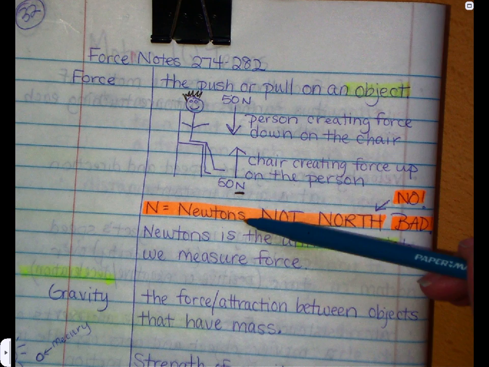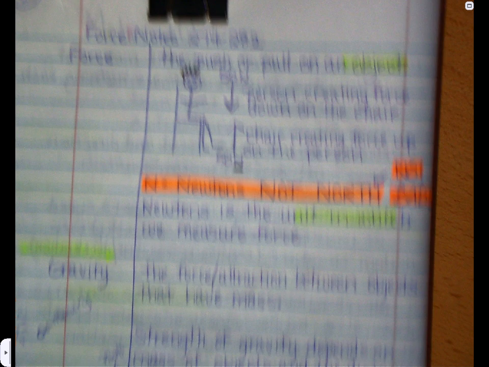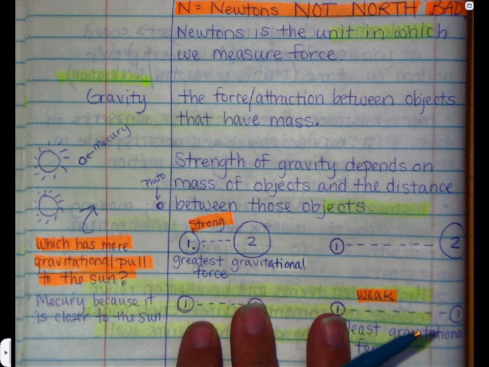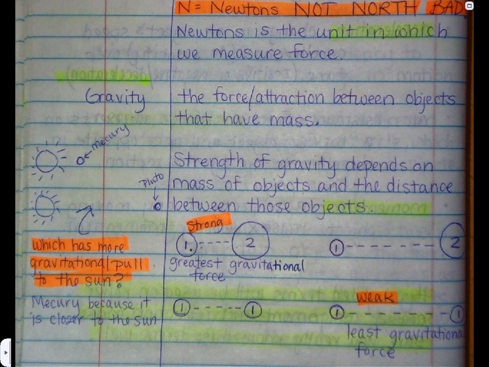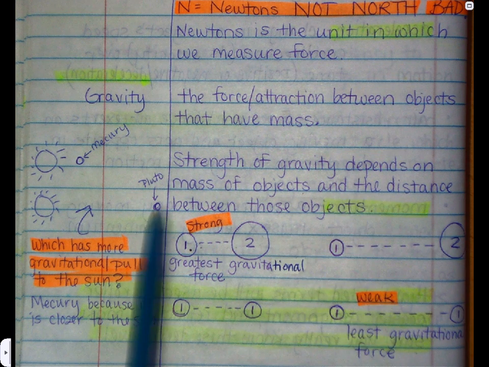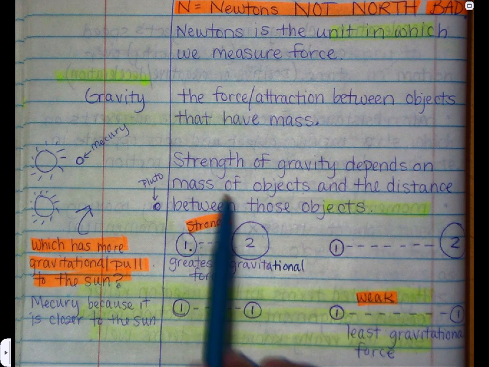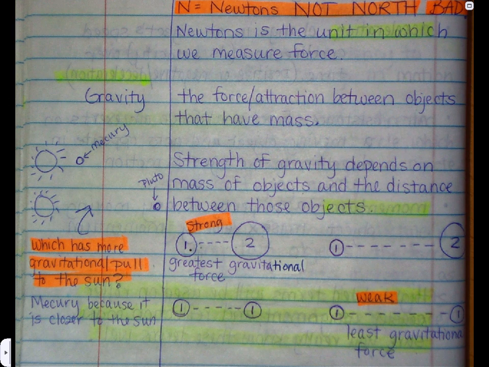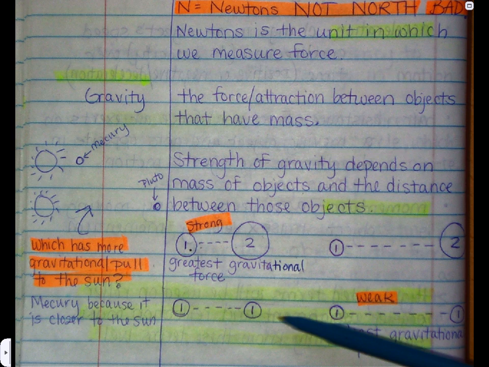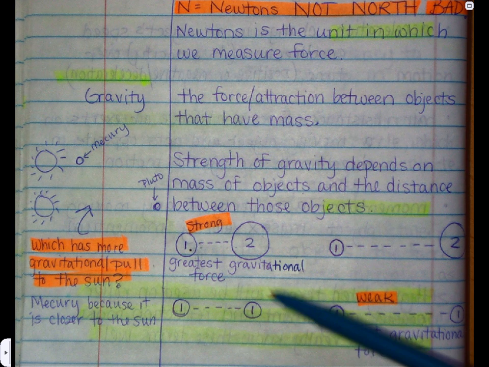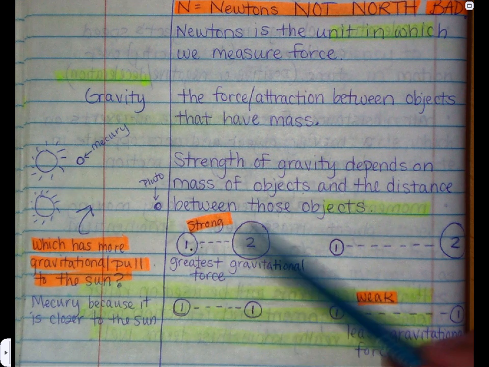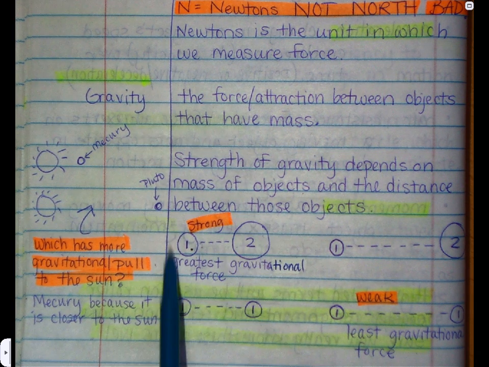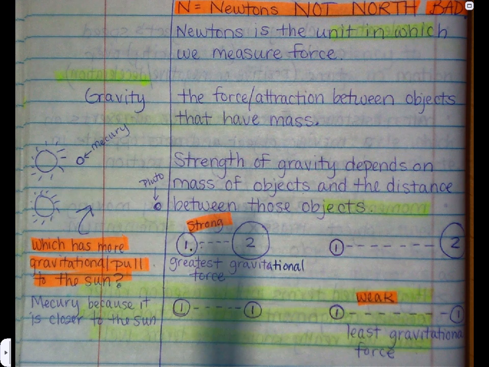Now let's talk about gravity. Gravity is a force that is the attraction between two or more objects that have mass. Okay, so the strength of the gravity depends on the mass of the objects and the distance between them. So, for example, we have these four diagrams that I drew here, and the first diagram has two objects in it. One is larger than the other, and the distance between those two objects is very small. So that means that the strength of the gravitational force in comparison to all these other diagrams is very strong.